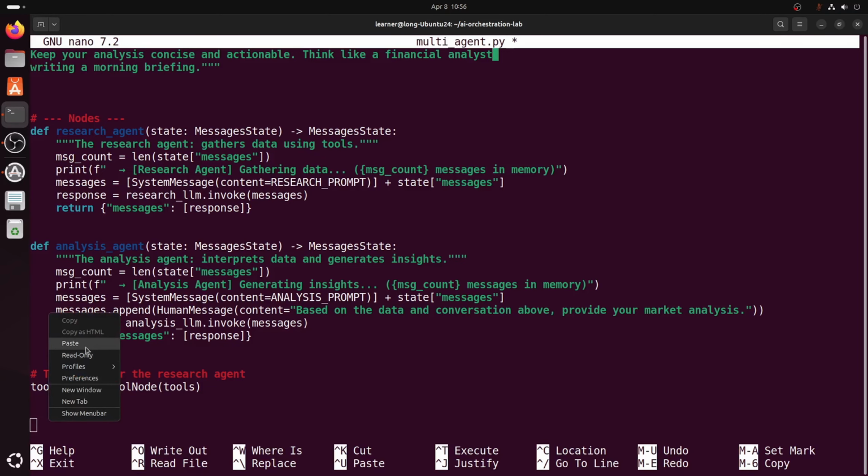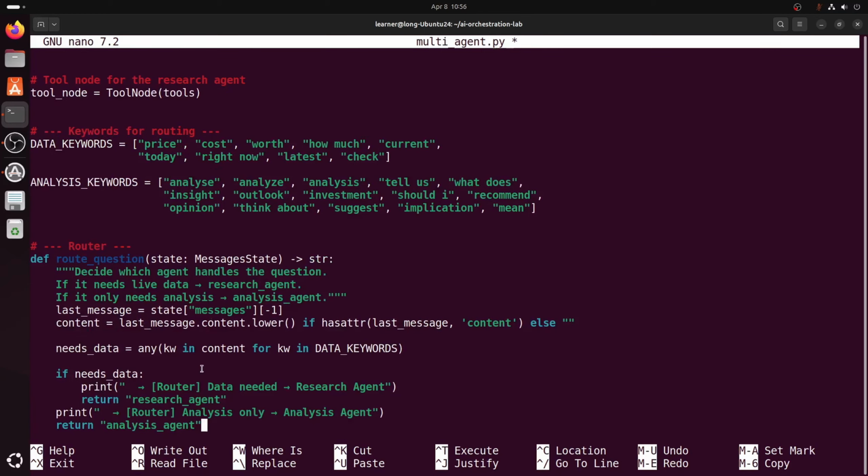The router. It checks the question for data keywords: price, cost, today, check, and so on. If it finds one, route to the research agent. Otherwise, route to the analyst. Simple keyword matching, transparent and debuggable. In production, you'd use an LLM-based router, but for learning, you want to see exactly why a question goes where it goes.